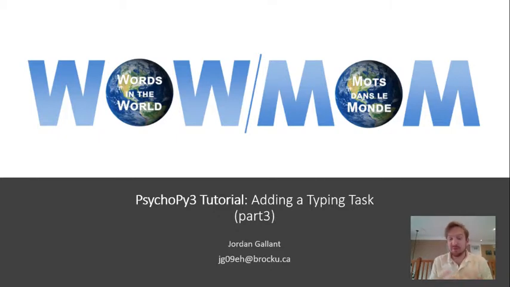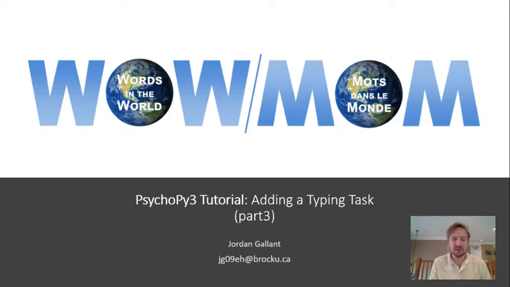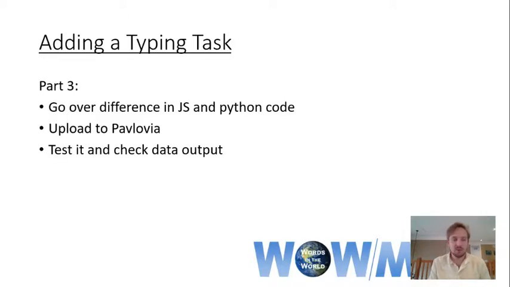In this video, the last one, part 3 of our adding a typing task series. In the previous video, we added additional code that would allow us to collect relevant data, and we added another component for checking for errors. And we saw how all of that outputted data nicely to our output file. So in this one, we're going to go over the differences in the JS and Python code.